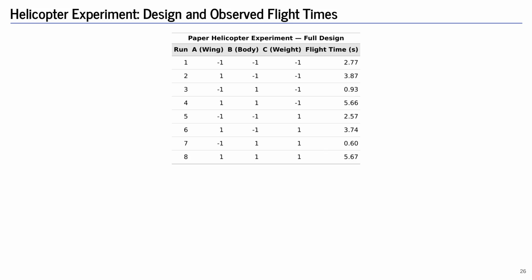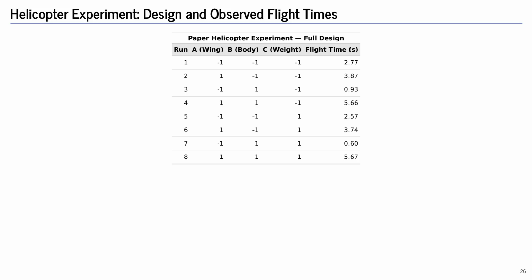Runs with wing length at +1, runs 2, 4, 6, and 8, tend to have longer flight times. And within those, the longest times occur when body width is also at +1, runs 4 and 8, with flight times of 5.66 and 5.67 seconds. That is the wing-by-body interaction showing up in the raw data. Runs with wing length at -1 and body width at +1, runs 3 and 7, have the shortest times, 0.93 and 0.60 seconds. The interaction is strong and visible even before any analysis.